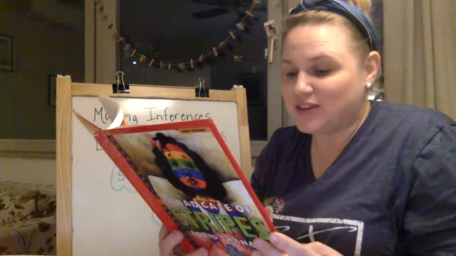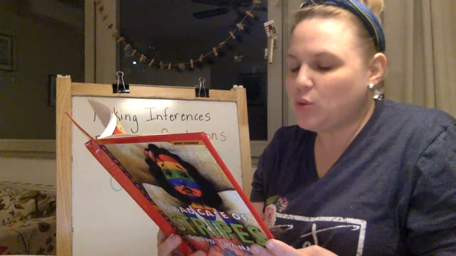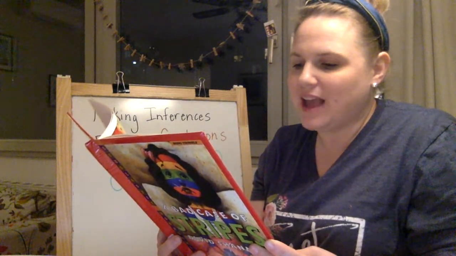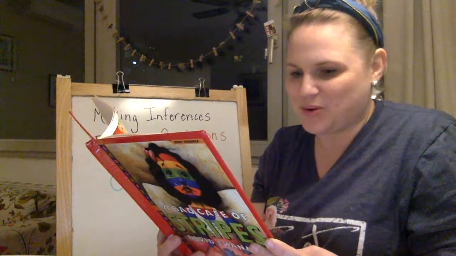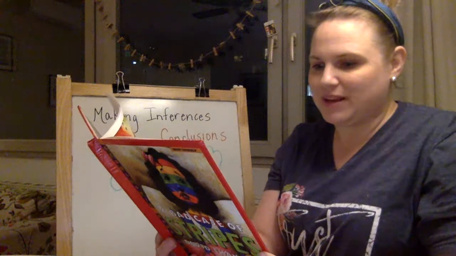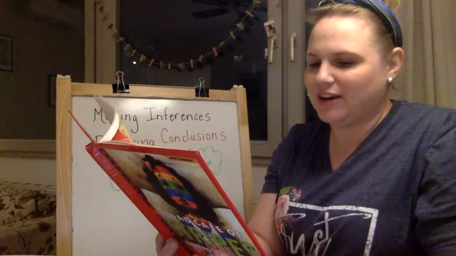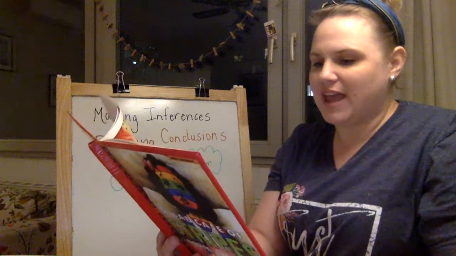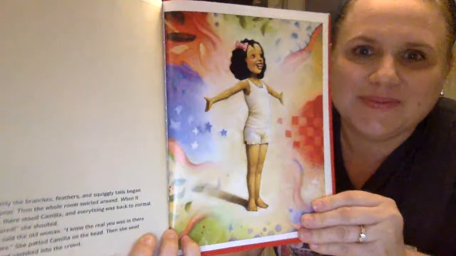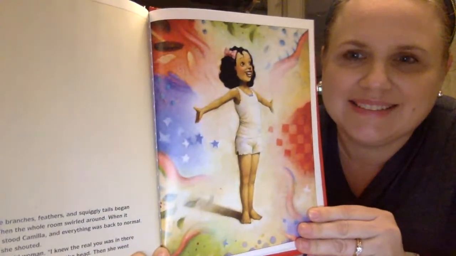Suddenly, the branches, feathers, and squiggly tails began to disappear. Then the whole room swirled around. When it stopped, there stood Camilla, and everything was back to normal. "I'm cured," she shouted. "Yes," said the old woman. "I knew the real you was in there somewhere." She patted Camilla on the head. Then she went outside and vanished into the crowd. Yay, everything's back to normal for Camilla.